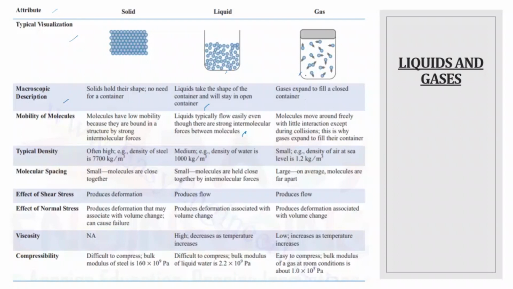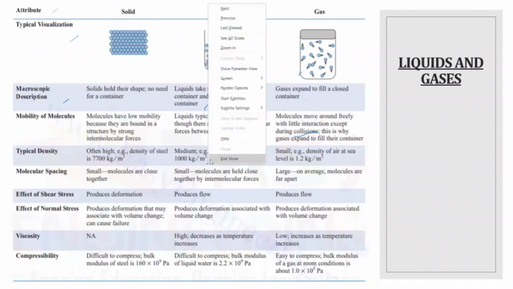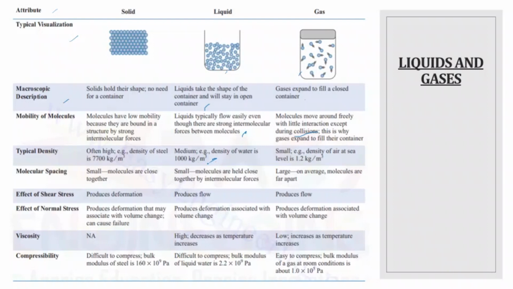Because of the spaces, as we can see in the illustration, it is only during collision that these molecules will interact with each other. Now, typical density. For liquid, the typical density of water is 1000 kilograms per cubic meter. For air at sea level, it is 1.2 kilograms per cubic meter.